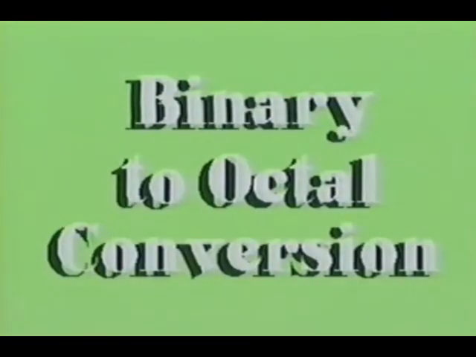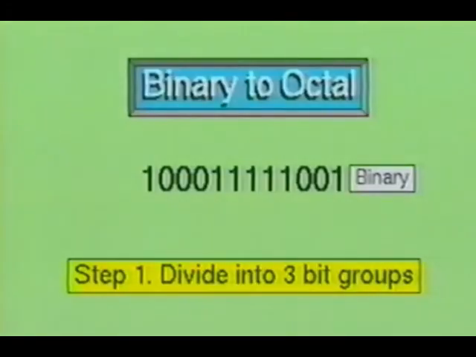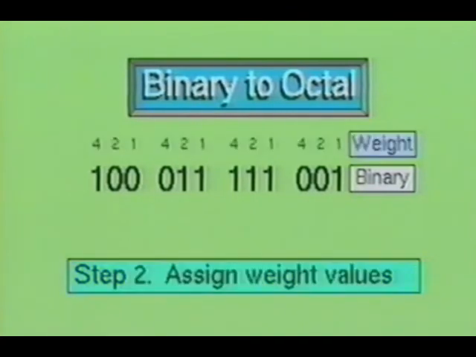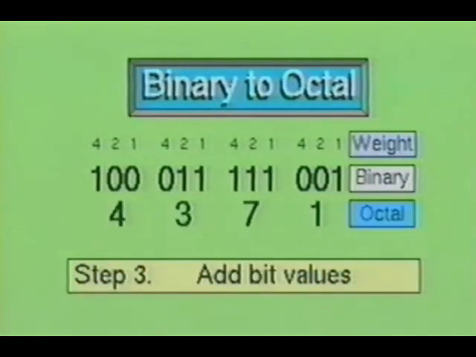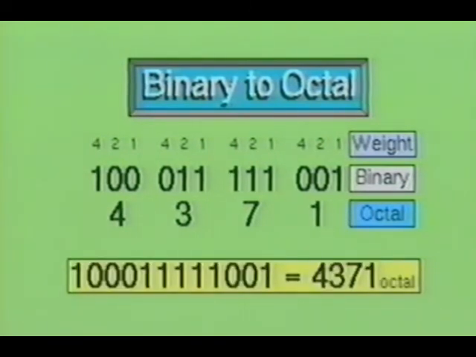Converting binary digits into octal notation is a very simple process. For example, to convert this 12-bit binary number into octal notation, first we must divide the binary bits into groups of 3, starting from the right. Next, we assign the weight values to each of the 3-bit groups. Then we add the values of each weight which contains a 1 for each of the 3-bit groups. At this point, we see the binary number 10011111001 converts to 4371 in octal notation.